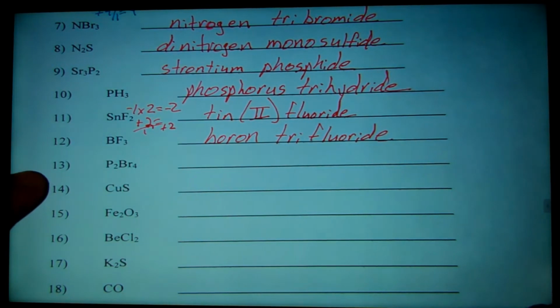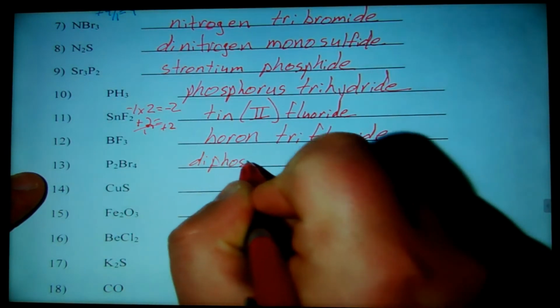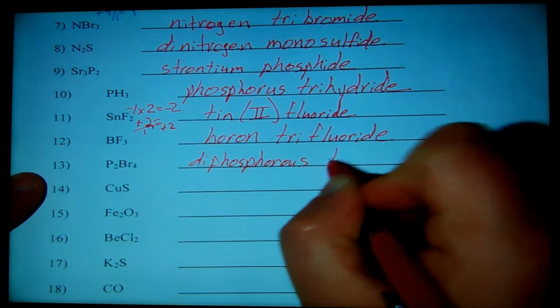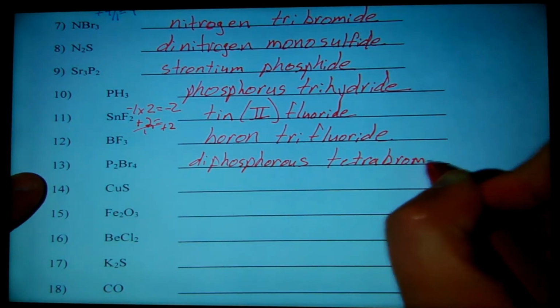For 13, P2Br4. Phosphorus and bromine are both non-metals, so covalent bond, use prefixes. Diphosphorus, tetra, bromide. Good job.